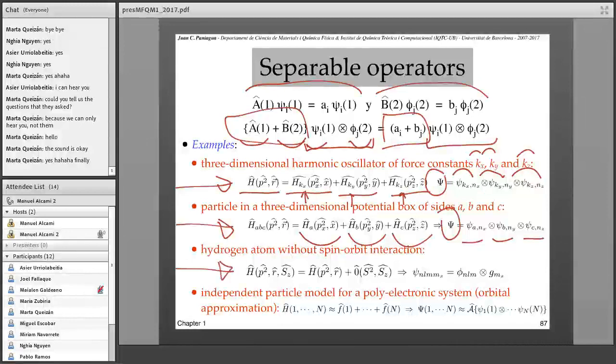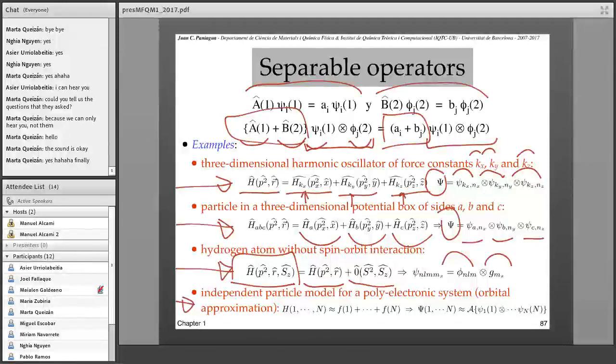And I already have mentioned that, for instance, the hydrogen atom, if we study the atom without considering the spin, and then we add the spin, we can consider, even for a non-relativistic Hamiltonian, that the Hamiltonian is a sum of the non-relativistic Hamiltonian, which is spin independent, and a zero operator of the spin coordinates, of the spin observables, square and z. And so, of course, the Hilbert space of the states of this Hamiltonian can be put as direct products of spatial and spin states.